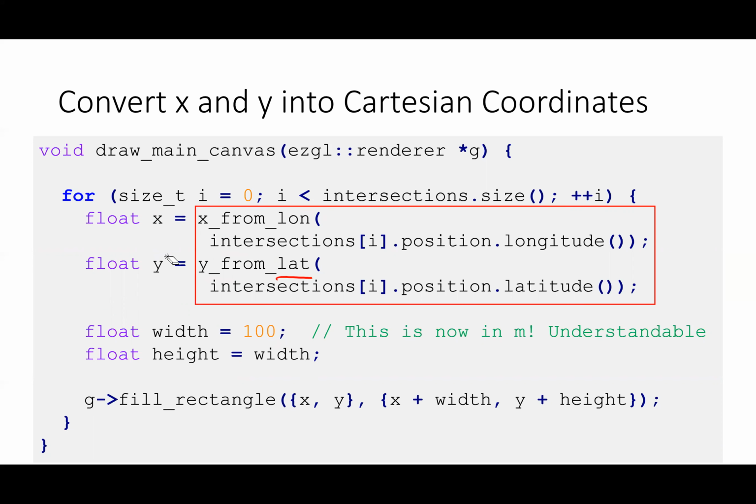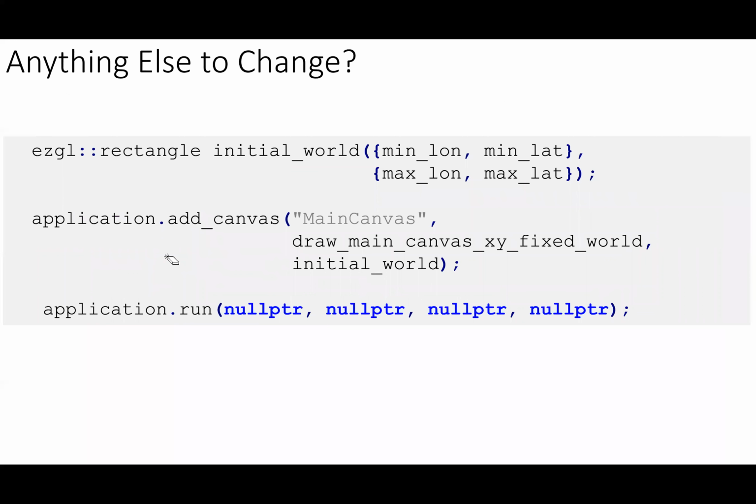And I just draw a rectangle as before. Okay. This is my redraw function. Do I have to change anything in my setup? This is my setup and draw map. Does anything on here have to change? What do you think? Yeah.